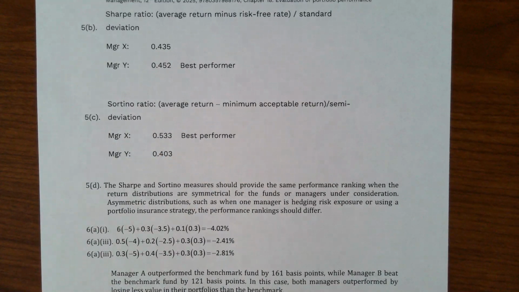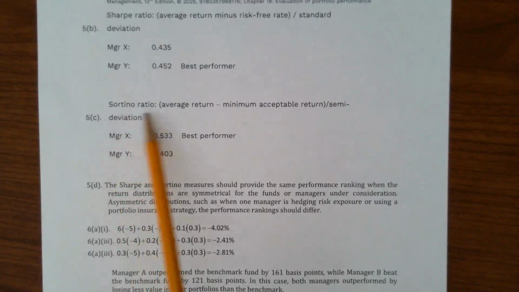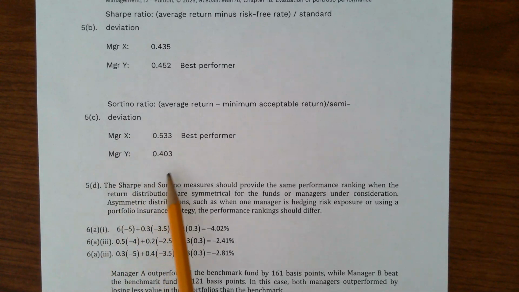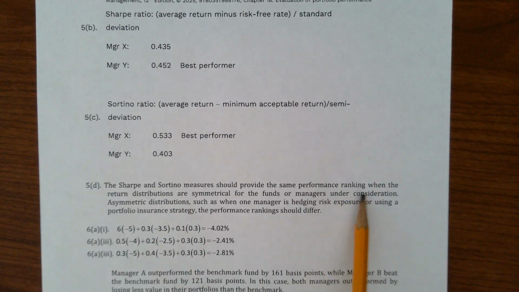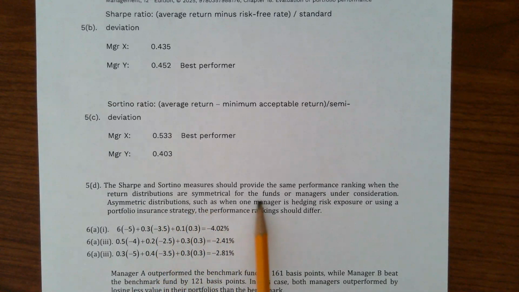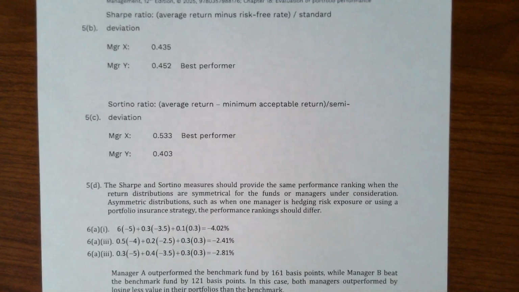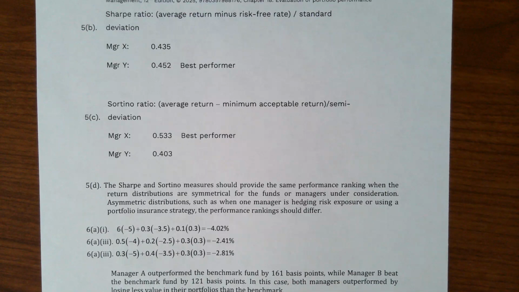D says, why are they different? Why do they swap here? Under the Sharpe ratio, Y was the winner. Under the Sortino measure, which only includes returns below the average, it reversed, and fund manager X is the winner. Here it says the Sharpe and Sortino measures should provide the same performance ranking when the return distributions are symmetrical for the funds. With asymmetric distributions, such as when one manager is hedging risk exposure or using a portfolio insurance strategy, remember, we talked about that in the last chapter, protective put, the performance rankings should differ. I won't ask you too much about asymmetric distributions.